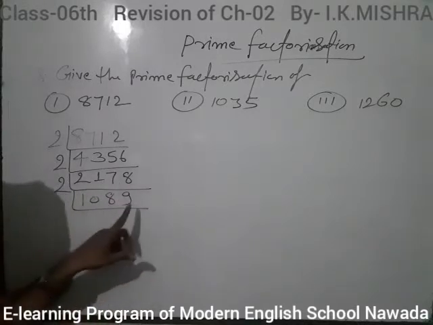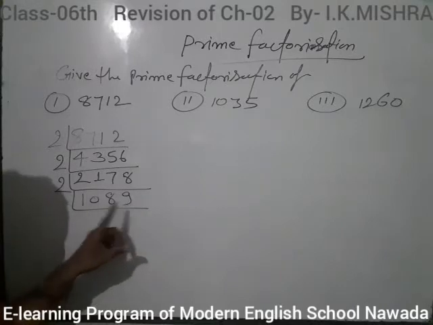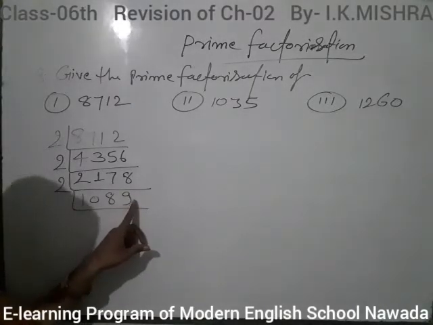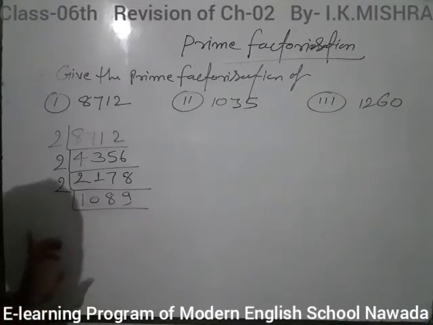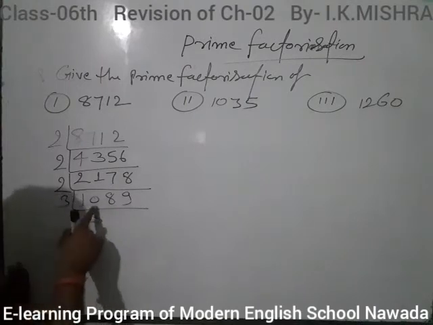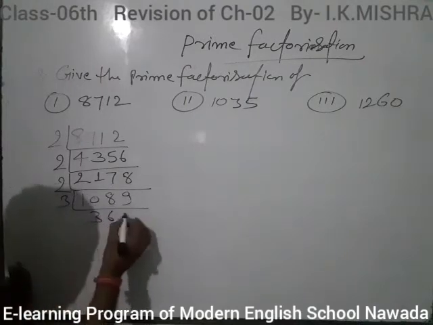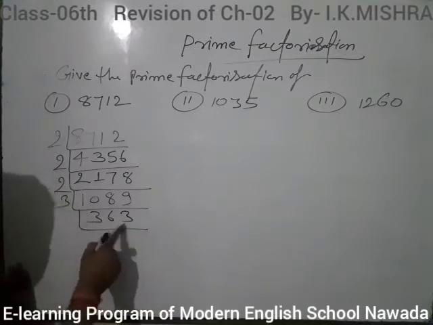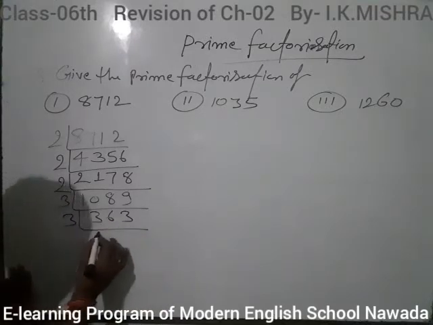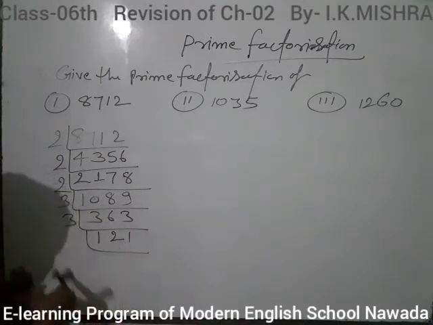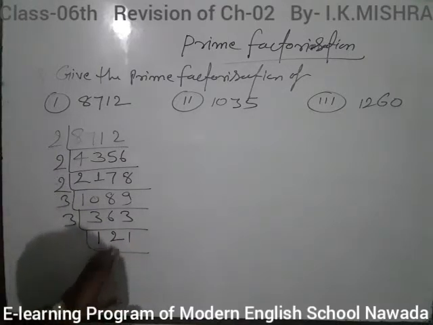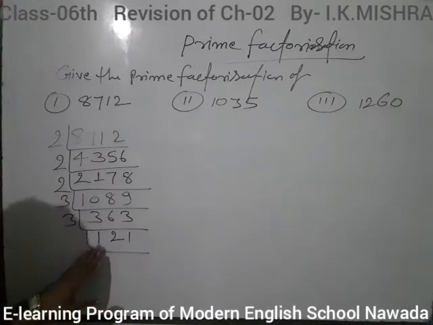Students, now it is not divisible by 2, so check the divisibility by 3. 1 plus 0 plus 8 plus 9 is 18, that means it is divisible by 3, so divide it by 3. 363. Again it is divisible by 3, so divide: 121. Again check, is it divisible by 3? Here not divisible by 3.